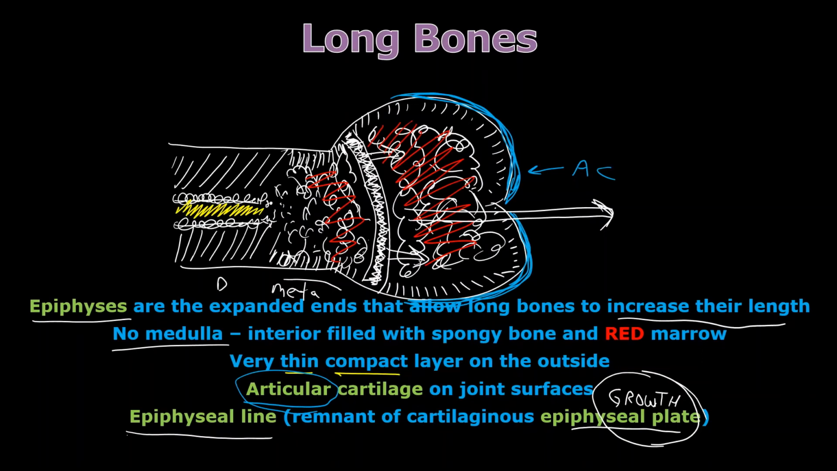And then when you're done growing, when you become an adult, that growth plate will seal up and it will become an epiphyseal line. So that structure, that rainbow structure there in the epiphysis or metaphysis, is either called an epiphyseal plate or an epiphyseal line, depending on whether you're talking about a child or an adult.